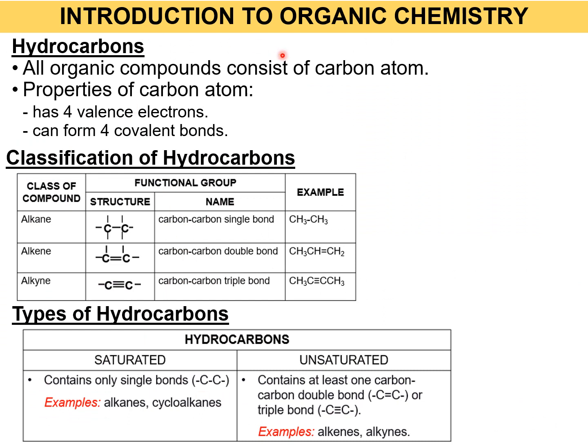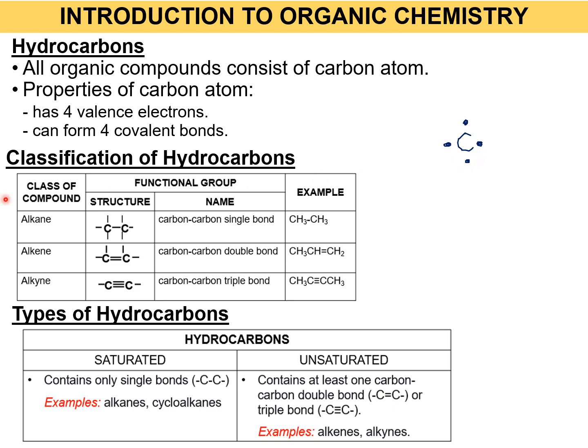Okay, so before we learn more about organic chemistry, I want you to know what hydrocarbons are first. Hydrocarbons are basically organic compounds that have carbon atoms. As you can see here, here are some of the properties of carbon atom. As we know, carbon atom has 4 valence electrons. So, when it has 4 valence electrons, that means it can form 4 covalent bonds, whether it is a single bond, double bond or triple bond.